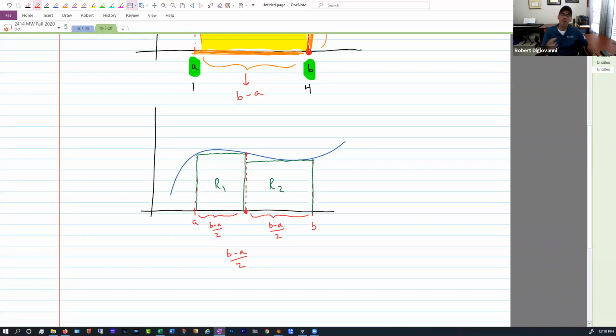What if I had done 3 rectangles? How wide would each one be? B minus A over 3, right? If I did 10 rectangles, B minus A over 10. Yes?